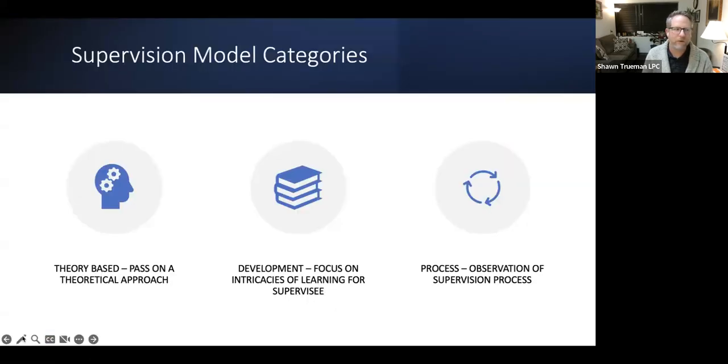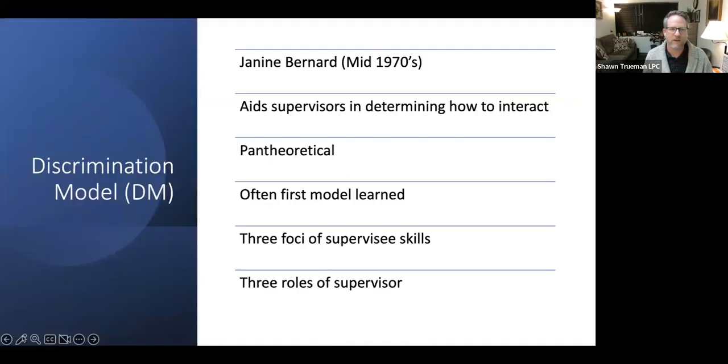With supervision, there are three basic areas of supervision, or categories for supervision models. One is a theory-based model, which has the intent of simply passing on a theoretical model to the students. The other is a developmental model, and that's focusing on different intricacies of learning for the supervisee, and the integrated developmental model is one of those. And then there is a process model, which really works in and through observation of the supervision process with the supervisee. And that is the discrimination model.